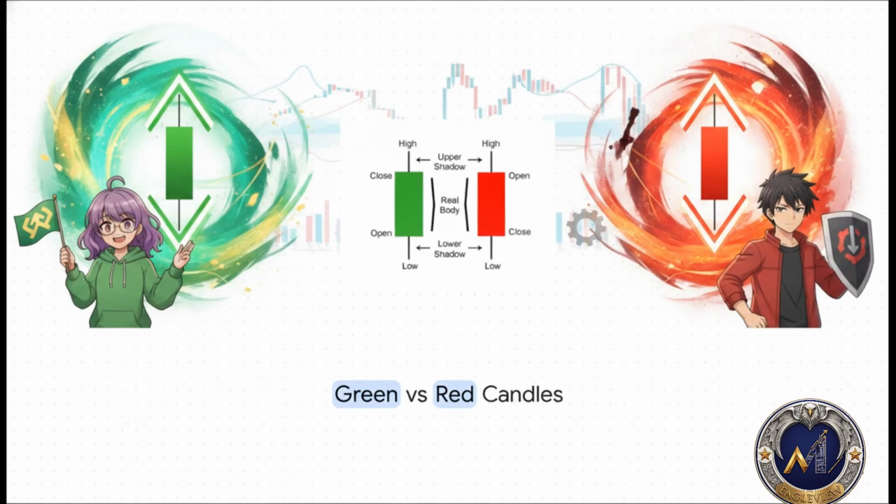Now, a green candle simply means the closing price at the end of a given time period was higher than the opening price. The buyers pulled the rope across the line and they won. Simple enough, right? On the flip side, a red candle means the closing price is lower than the opening price. In this tug of war, the sellers yanked the price down and took the victory. It really is that straightforward. Green means up, red means down.